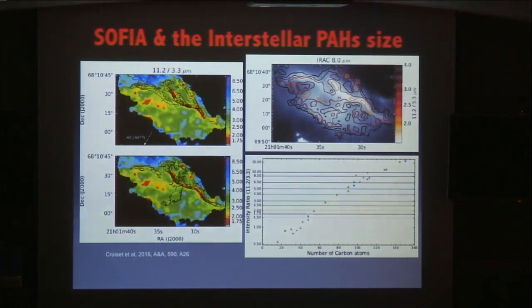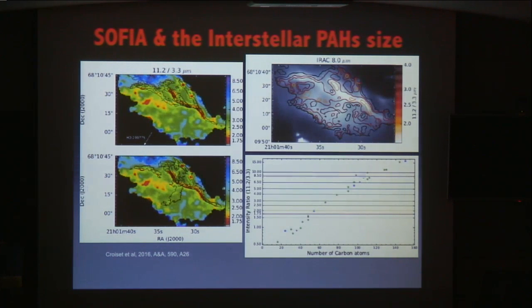That the PAH family is changing in these PDRs is also evident when we look at the PAH bands. This is again the reflection nebula NGC 7023. We're observing it here with SOFIA, with the FORCAST instrument and the FLITECAM instrument. We're measuring the 11.2 and the 3.3 micron bands.